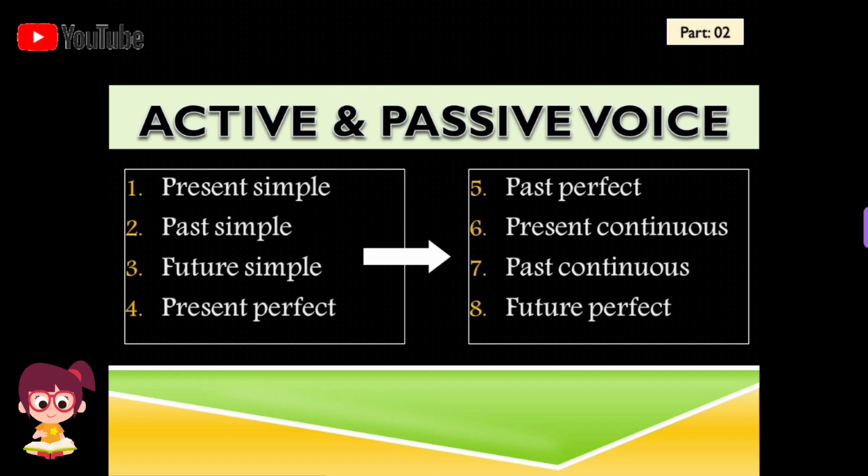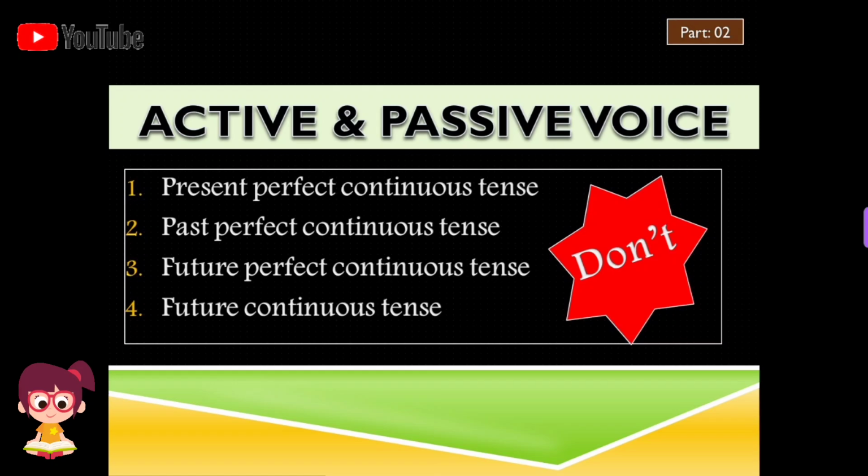Of course, I'm going to tell you in this video which are these four remaining tenses. Here are the following tenses, only four, that we cannot change into passive. There is no rule to change them into passive voice. First is present perfect continuous tense, past perfect continuous tense, future perfect continuous tense, and future continuous tense. There is no rule to change the voice, active voice into passive, for these tenses.